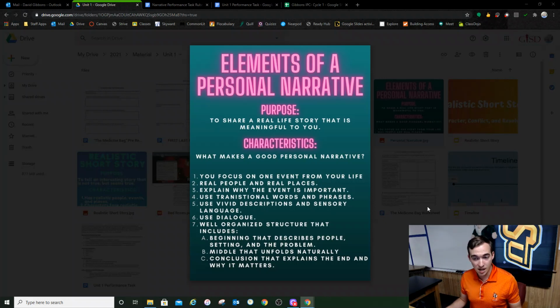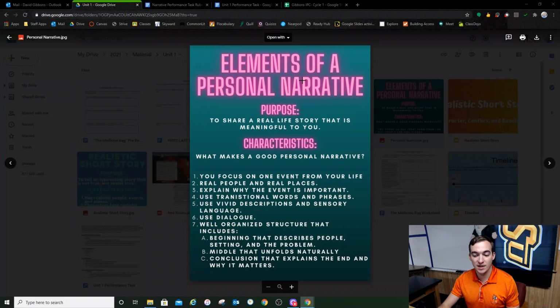So in this unit, we're talking about things like characters, conflict, theme, and specifically we're going to be looking at personal narratives and elements of stories, realistic stories. Okay? So your performance task at the end of Unit 1 is going to be to write a personal narrative. But before I get into that, the first thing I want to do is I want to talk to you about what a personal narrative is.